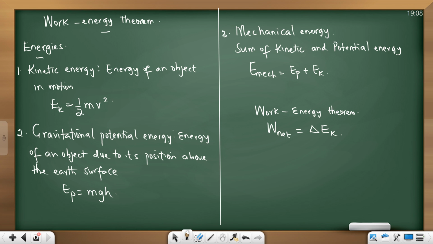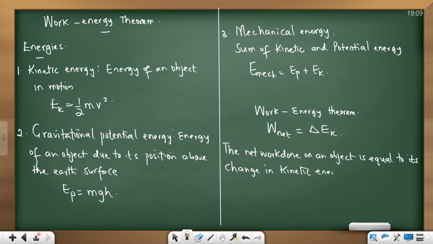I can open a random paper now. We'll find it there. The net work done, let's make it fancy, on an object is equal to its change in kinetic what? Energy. Please give me a reason why Elena should get that wrong. Do they get it wrong? Yes. And I feel like smacking them.